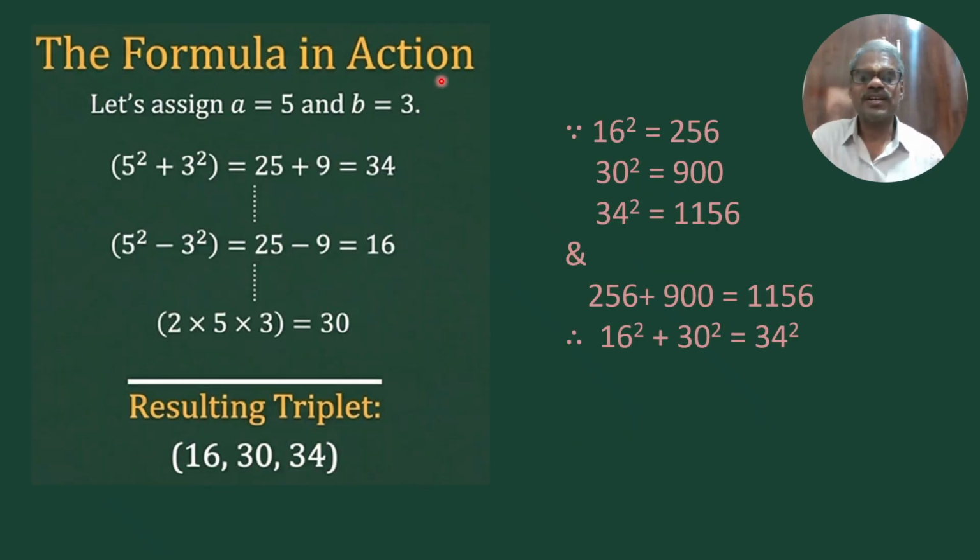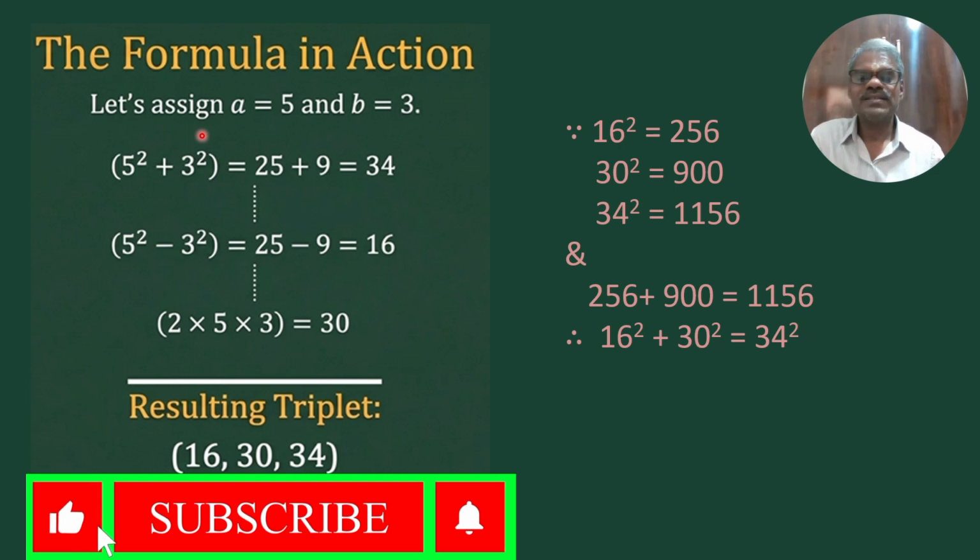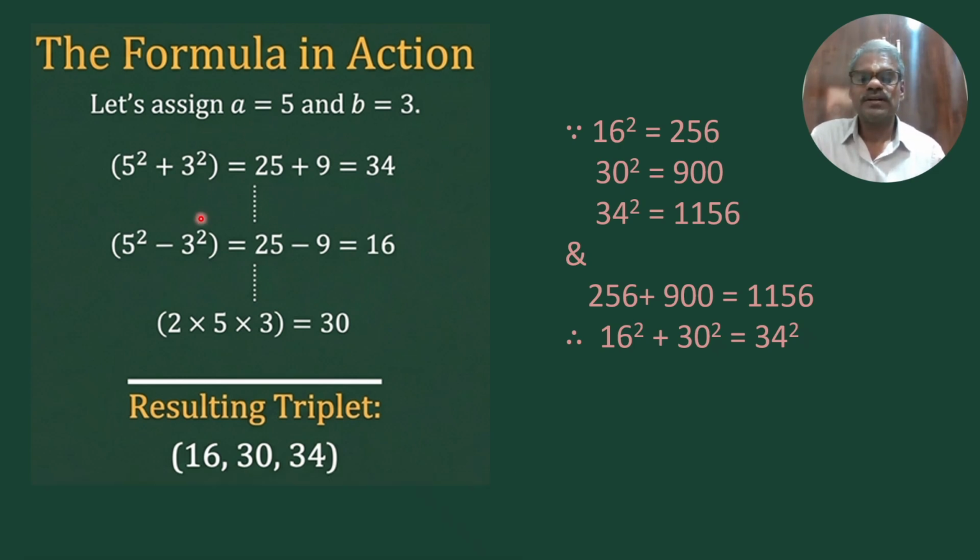The formula in action. Let us assign a is equal to 5 and b is equal to 3. Just by the formula method, we get 5 square plus 3 square is equal to 25 plus 9 is equal to 34. Then 5 square minus 3 square gives 25 minus 9 is equal to 16. And 2 into 5 into 3 gives 30. This is the triplet 16, 30, 34.